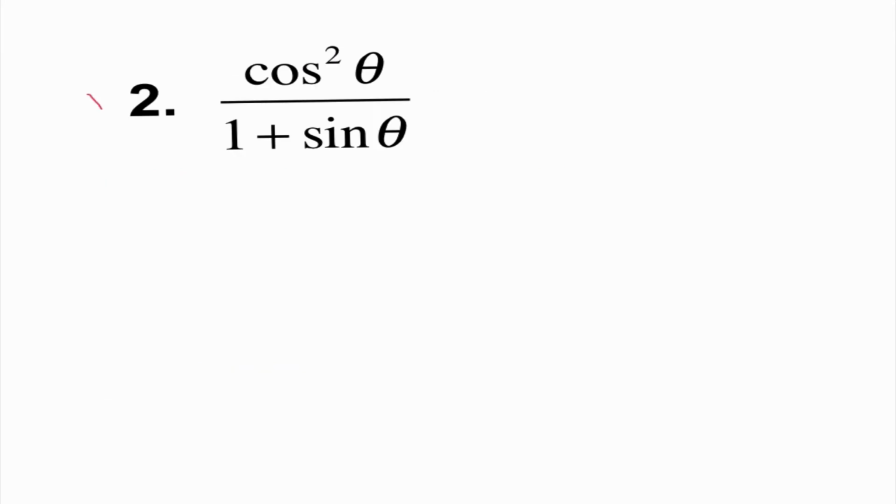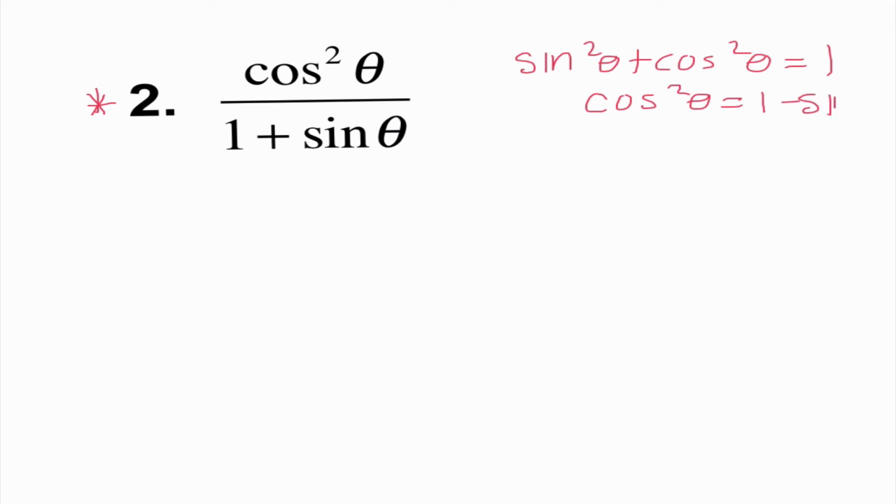Number 2, I think number 2 is one of the toughest ones that we're going to go through. The reason being, I see this 1 plus sine, and that's not quite sine squared. It kind of looks like our Pythagorean identity, but it's not. I also see cosine squared, so I'm just going to remind us that sine squared plus cosine squared is equal to 1. So that means if I subtracted sine squared from both sides, I would get that cosine squared is 1 minus sine squared. So I'm going to go ahead and substitute that in for cosine squared.